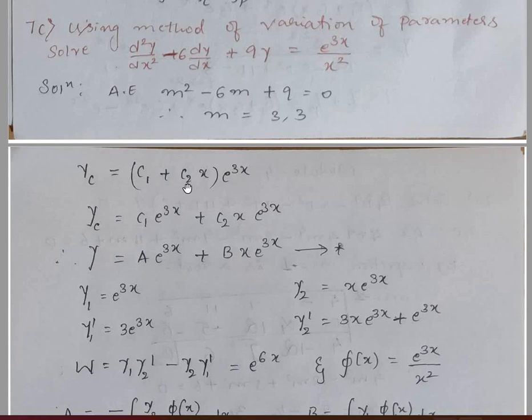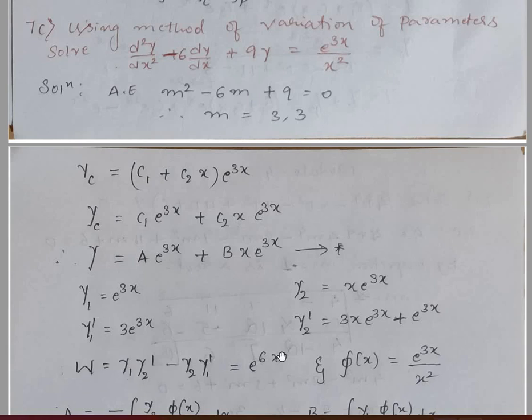Write the solution: (C1 + C2 x) e^(3x). I will multiply e^(3x) inside and get C1 e^(3x) + C2 x e^(3x), and I will consider the general solution as y equal to a e^(3x) + b x e^(3x). I will name this as equation star, and I am going to find the values of a and b. Naming y1 as e^(3x) and y2 as x e^(3x), I'll find y1 dash and y2 dash. Then I will find the Wronskian.